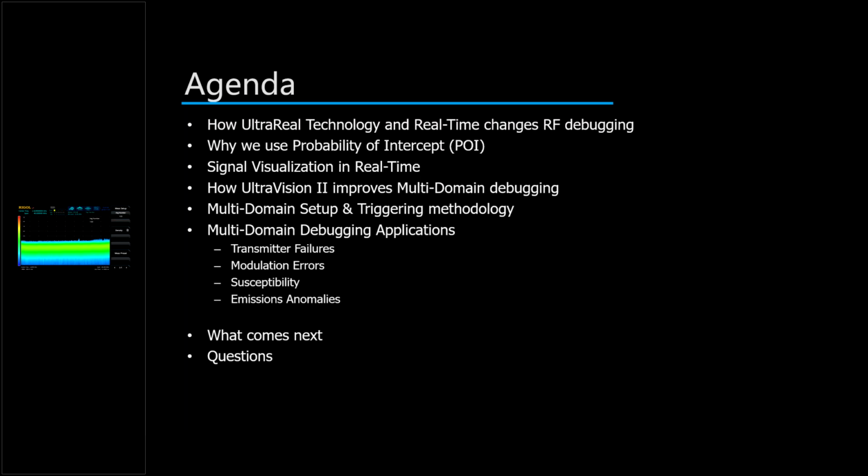So as I said, we're going to talk about first some of the RF technology, or what we call UltraReal technology in our real-time spectrum analyzers, what that enables, our UltraVision 2 technology in our oscilloscopes, and how we use some of those tools to really take this sort of multi-domain debugging to the next level, how we've sort of integrated the triggering and the setup of these devices, and then walk through a couple of, I think, key examples that really tell us more about important factors in debugging across domain and ways we can speed that process.